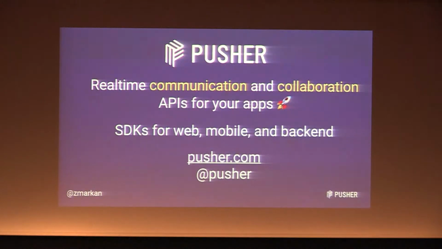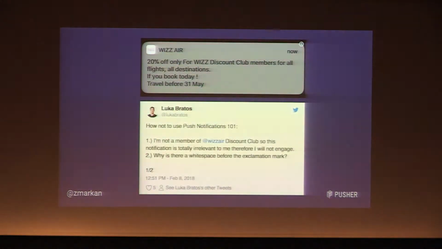Our products range from Channels, which is a pub/sub API that scales massively, so you don't have to worry about infrastructure, just send messages over WebSockets to millions of users concurrently connected; ChatKit, which is a chat SDK, who would have thought; and Beams, which is actually our push notifications service. But I'm not going to be talking about that. I'm going to be talking about stuff that annoys me.